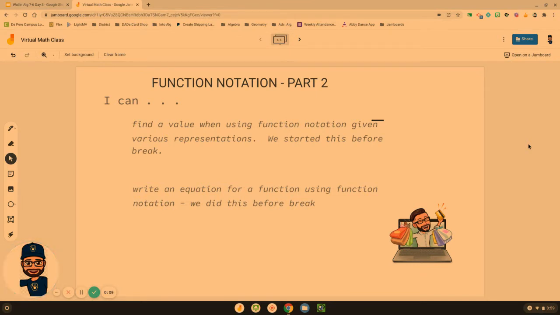We started a little bit of function notation before Thanksgiving break and talked about how to evaluate. Today, we're going to expand upon that just a little bit further. Again, our targets for this section are that we can find a value when using function notation if we're given various representations. Either we're given an input or we might be given an output. And can we write an equation for a function using function notation? Can we replace the y with f of x? That's really what we're talking about.